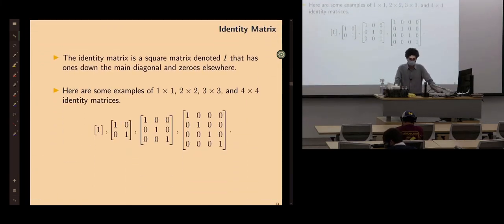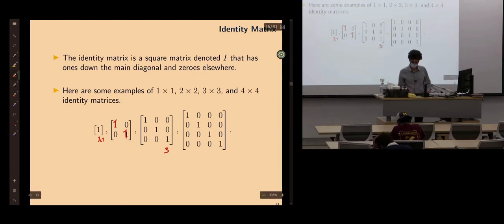Here are some examples. 1 by 1, which is just a number, a scalar. And it's only 1. 2 by 2: 1s on the diagonal, 0s everywhere else. 3 by 3. 4 by 4.